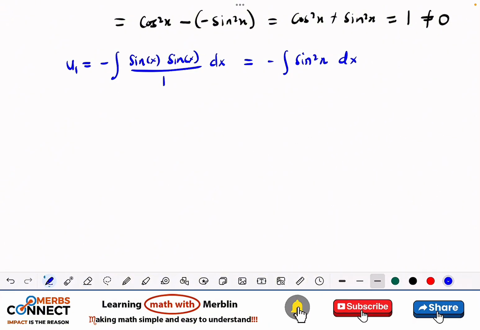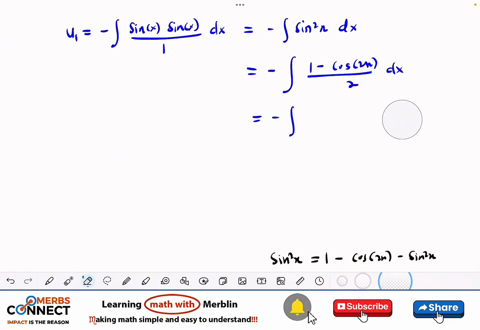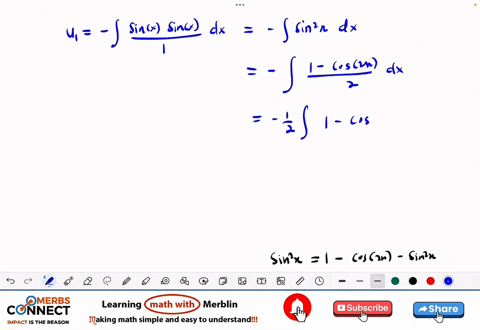So I know that this is the same as minus the integral of (1 minus cos 2x) divided by 2 dx. So let's do the integration. Minus, this is the same as 1 over 2, or I can even factor 1 over 2 out. So let me do it that way. Minus 1 over 2 out, the integral of (1 minus cos 2x) dx, right?